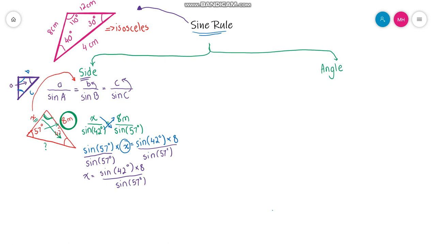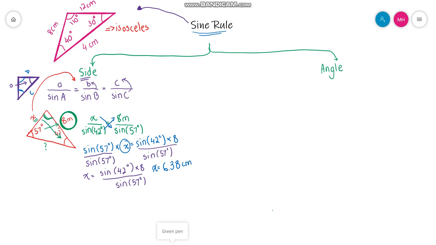Okay, we don't leave it like that, we use a calculator. So we press the fraction button first, we then press sine, then we write 42 close brackets multiplied by 8. We go to the denominator space, we press the sine button, 57 close brackets, we press equals, and then we round it to 3 significant figures. When we do so, we get x is equal to 6.38 centimeters. Okay, so that's one example.